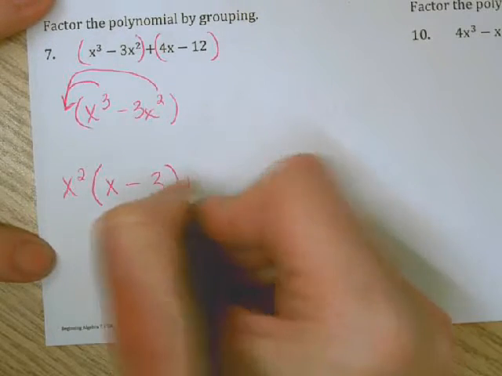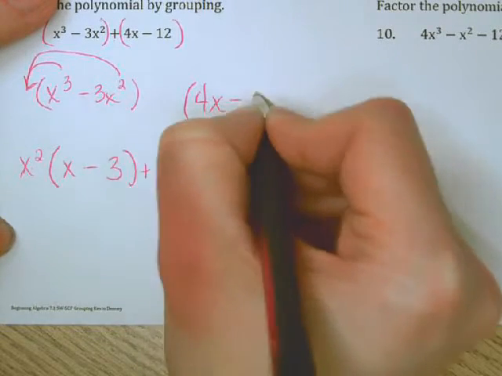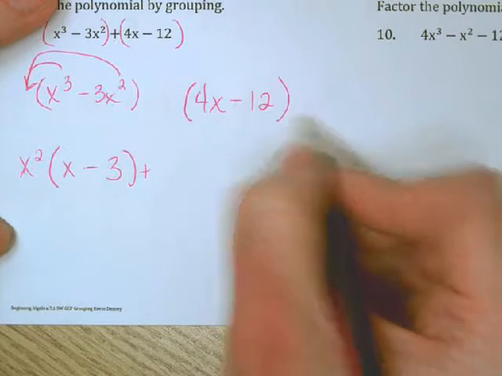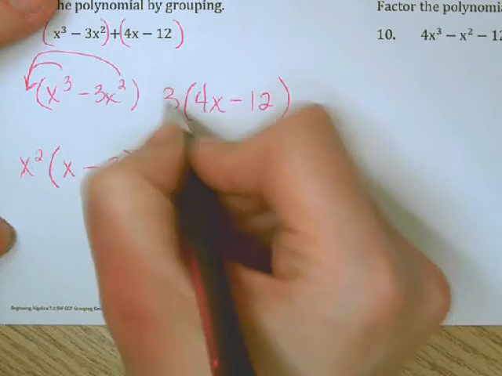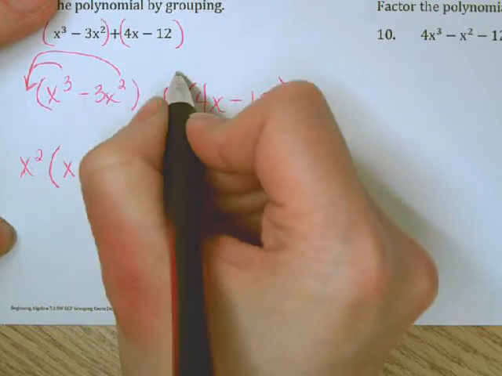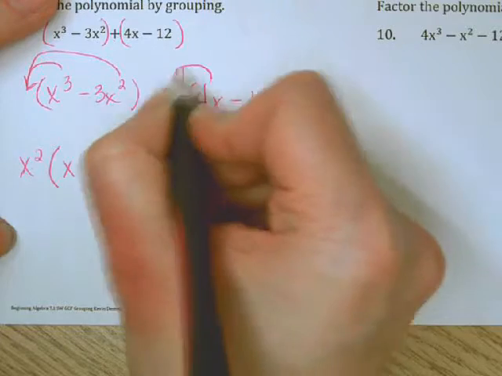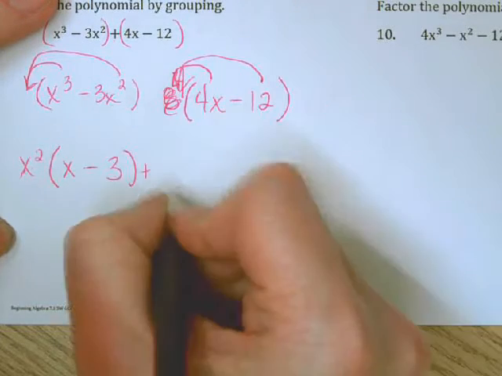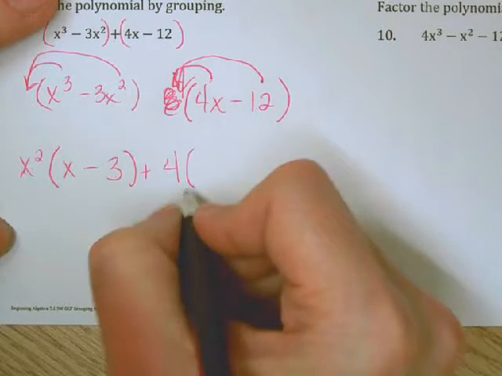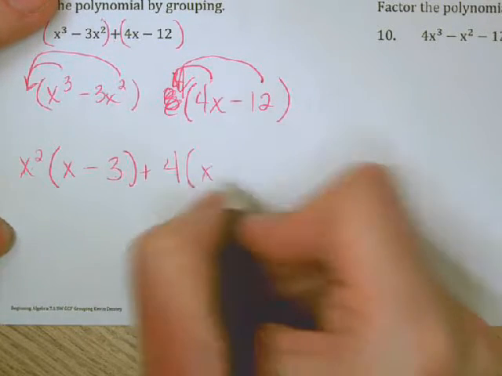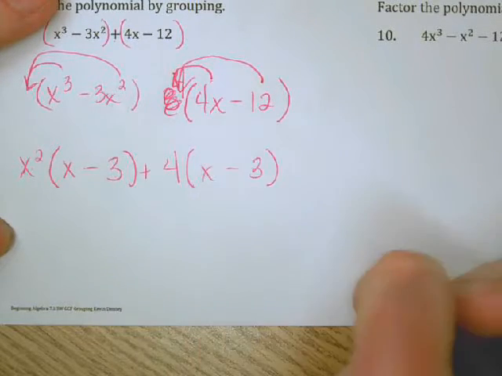And then I'm going to drop down the plus sign from up here in my 4x minus 12. No x's can be taken out of this one, but I can take out a 4, because those are both divisible by 4. So I'm going to take that out, put it there, be all messy, my apologies. So I have 4 times x and 4 times 3 to give me my negative 12.